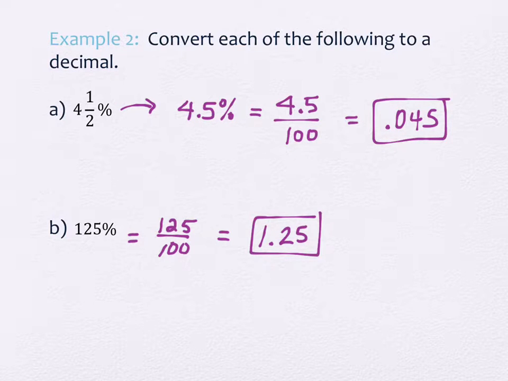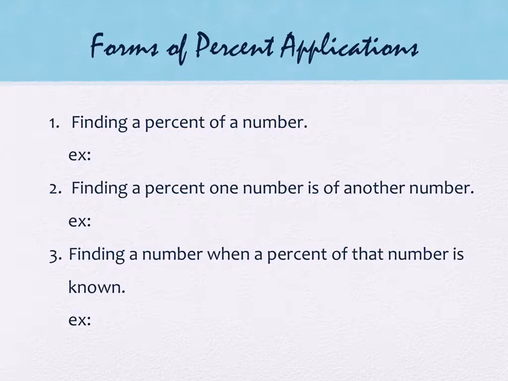All right. There are 3 application forms that percents can take on. The first one is finding a percent of a number. The second one, finding what percent one number is of another number. And the third one is finding a number when a percent of that number is known. And they sound sort of like, didn't I just say the same thing 3 times? But you'll see the numbers and you'll see what I mean. So let me give you an example of each of them.